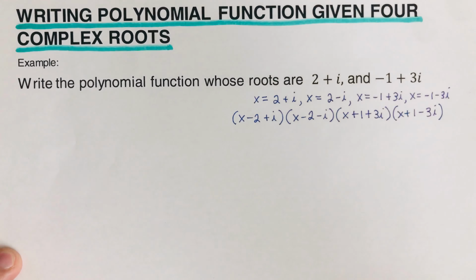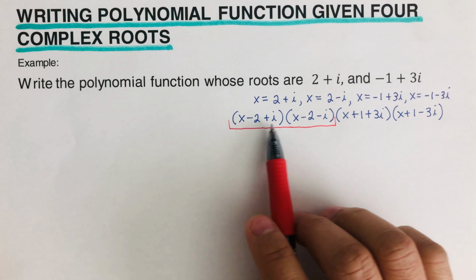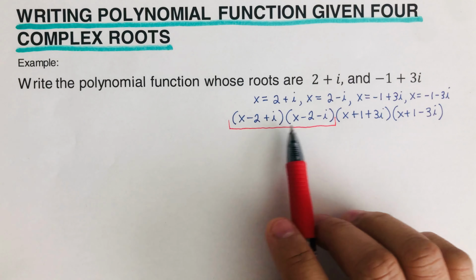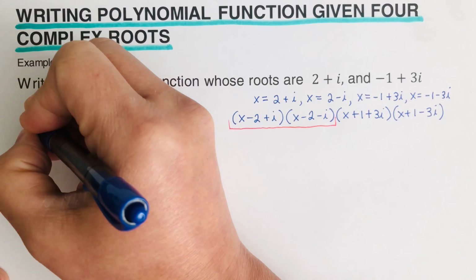So what we are going to do next is multiply 2 at a time. I'm going to multiply this first 2 right here. As you can see, we're going to use a 3 by 3 box so that we can multiply these 2. I'm going to show the work up here.